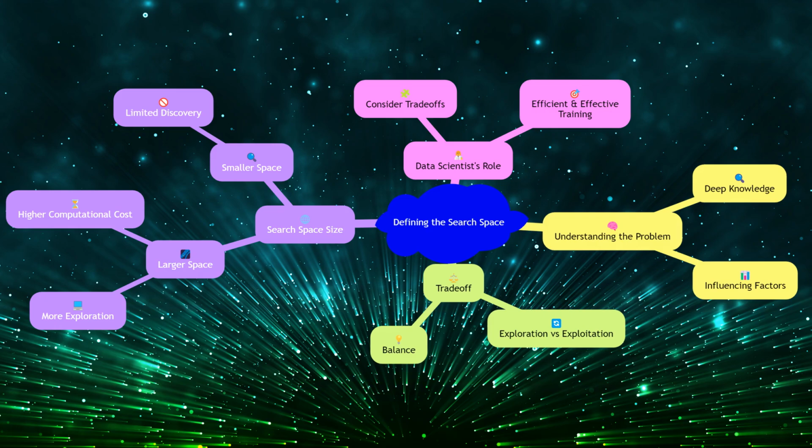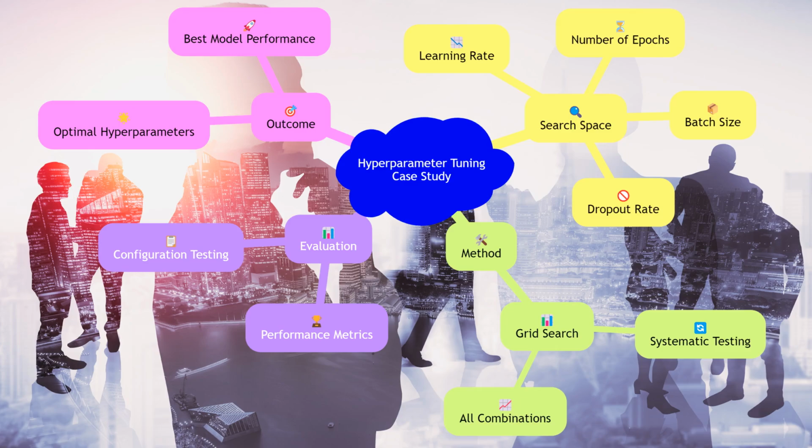both efficient and effective. Consider a case study involving the tuning of hyperparameters for a neural network model. The search space includes hyperparameters such as learning rate, batch size, number of epochs, and dropout rate. By using grid search, the data scientist systematically tests all possible combinations of these hyperparameters within a predefined range. After evaluating the performance of each configuration, the data scientist identifies the optimal set of hyperparameters that result in the best model performance.